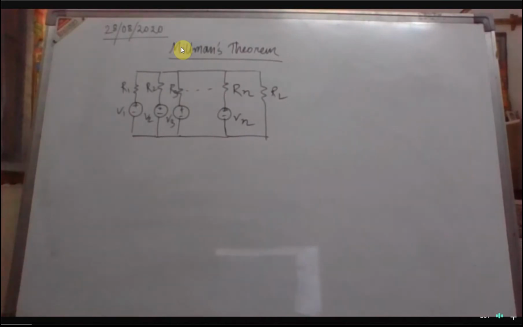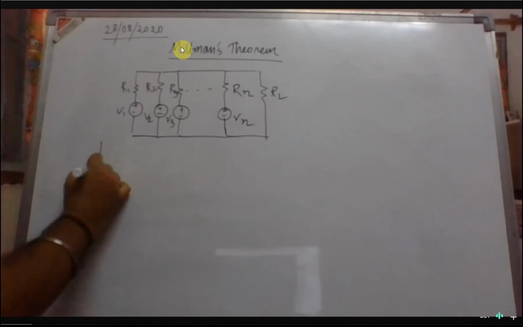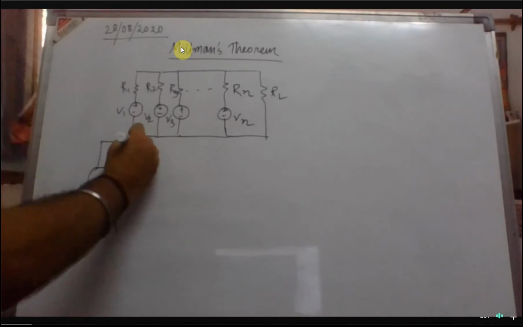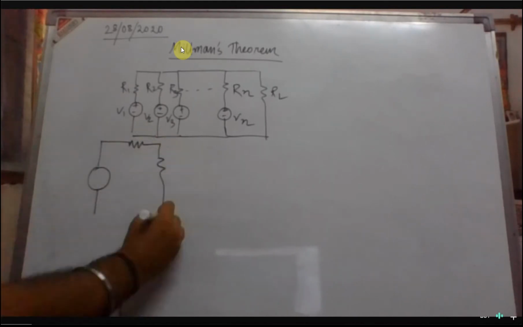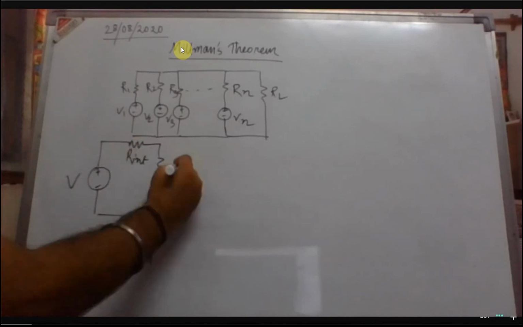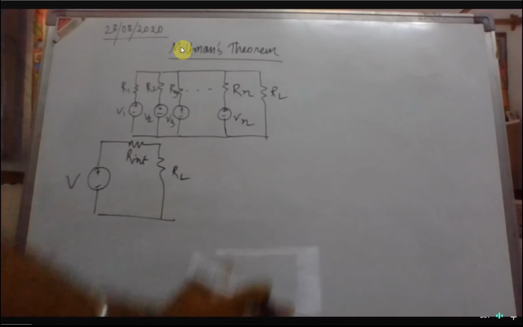Now how will we replace that circuit? We will replace it with a single voltage source and a resistance in series with it, and then RL. Same as Thevenin's theorem, this is the internal resistance and this is RL. This theorem is applicable only if the voltage sources are connected in parallel; otherwise it cannot be applied. It is also applicable for current sources, which I will come to later.